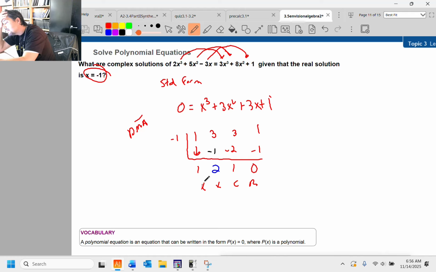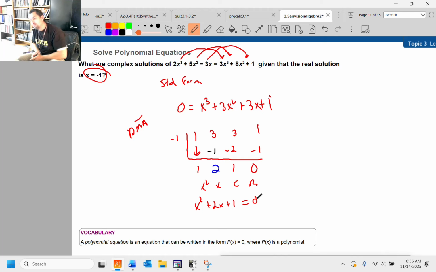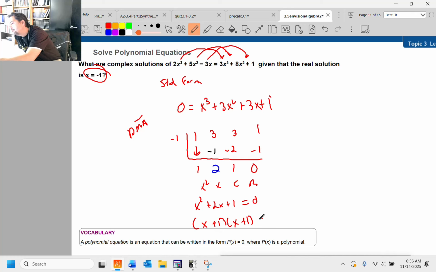The remainder is 0, and the rest is my quotient: I have an x squared plus a 2x plus a 1, and it is where the other zeros are, so I set it equal to 0. Now, what do I want to do here? I actually want to factor it, because it does factor. I don't have to do the quadratic formula when I see something that factors. This factors as x plus 1 times x plus 1. Interesting. I was expecting there to be some imaginary answers, but there were no imaginary answers to this problem, because this told me that x is negative 1.